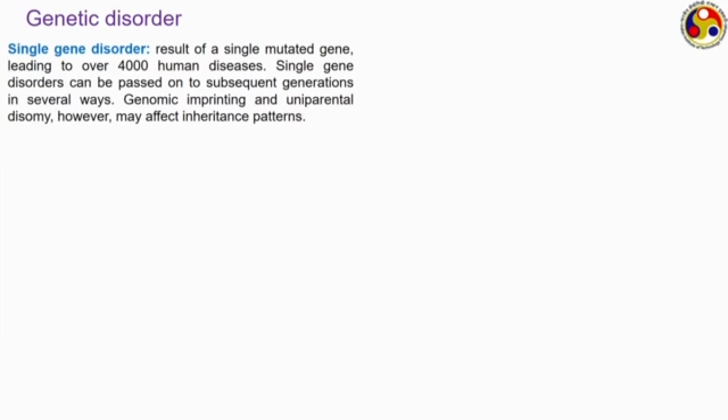Genetic disorders, subjected to not only radiation but any kind of genetic disorder, are commonly of two types. One refers to the single gene disorder, where only a single gene gets mutated because of radiation or some kind of medication or some other effect, which can lead to more than 4,000 diseases as per present day knowledge. A single gene disorder can be passed on to the subsequent generation in several ways. However, how effective it will be in the next generation depends on the inheritance pattern.